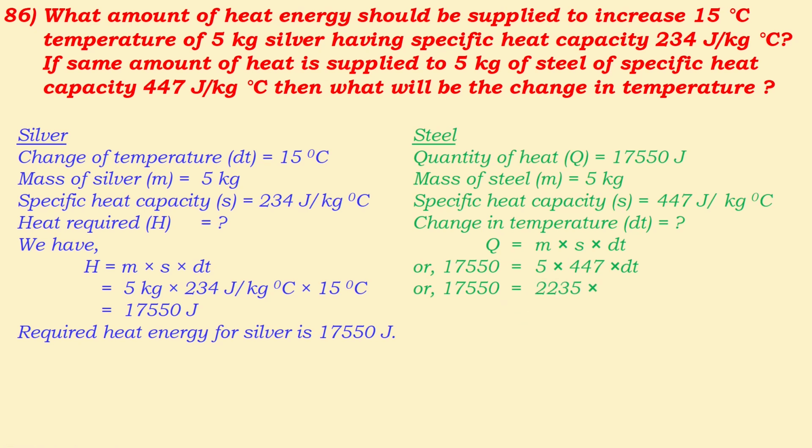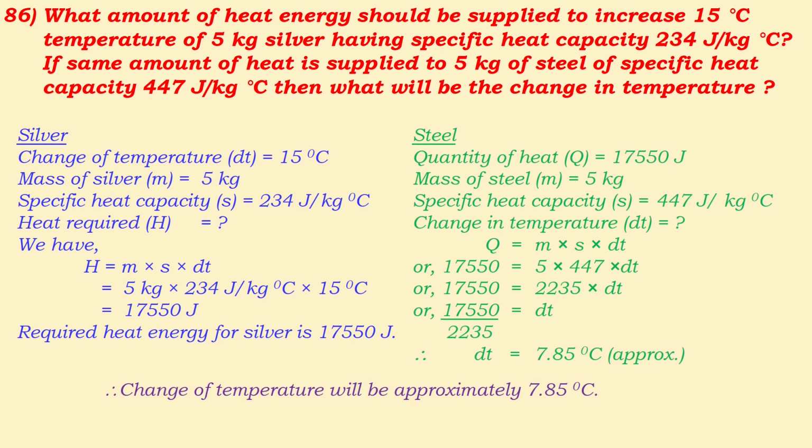Okay, next step. 5 multiplied by 447 becomes 2235, and if 17550 is divided by this 2235, then the difference of temperature will be 7.85 degrees Celsius approximately, because after the decimal point we have taken just 2 digits, other digits are not taken. Therefore change of temperature will be approximately 7.85 degrees Celsius.